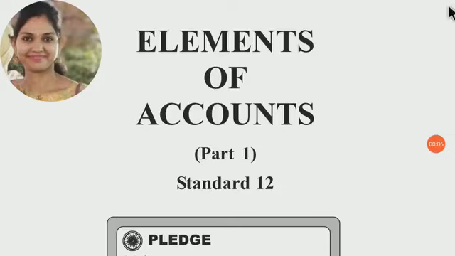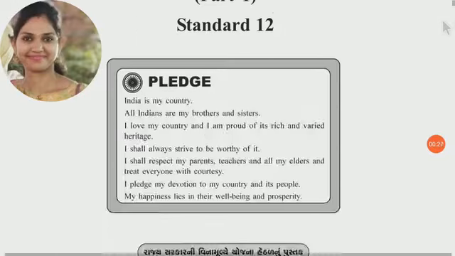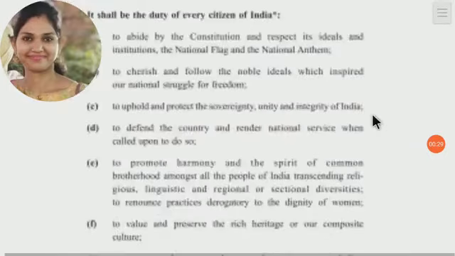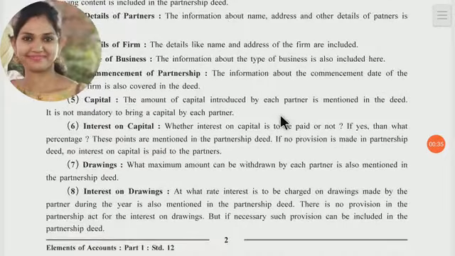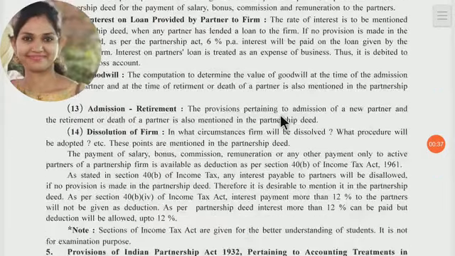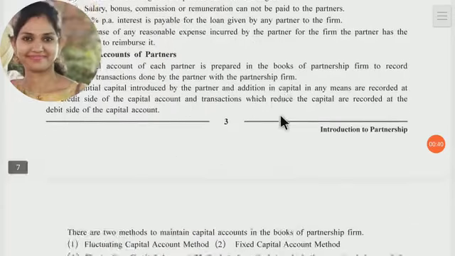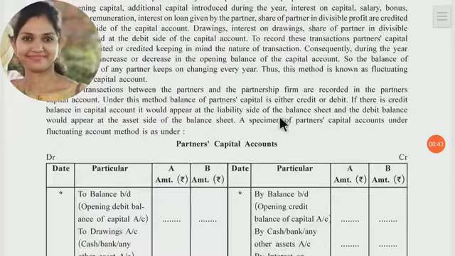In the second session of accountancy, we studied the method of capital account and P&L appropriation account. There are two methods for preparing a capital account: one is the fluctuating capital account method and the second is the fixed capital account method. In the fluctuating capital account method, we prepare only one account, the partner's capital account. In it, the opening capital balance and closing capital balance will be different.